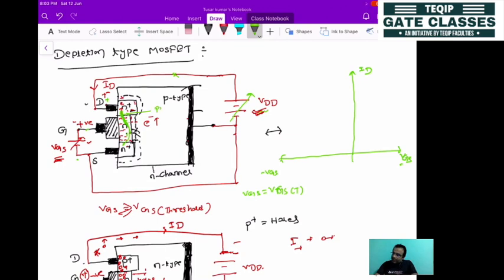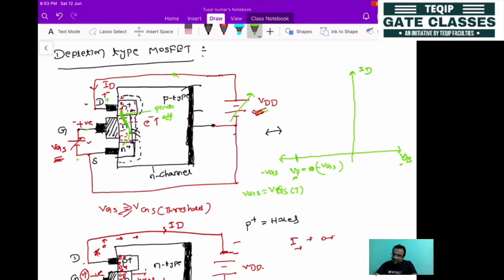This process is called the pinch off process. During that period, the gate voltage that you have applied is what is called the pinch off voltage. For an N channel type material, that pinch off voltage is nothing but Vp equal to minus of VGS, which is the pinch off voltage.